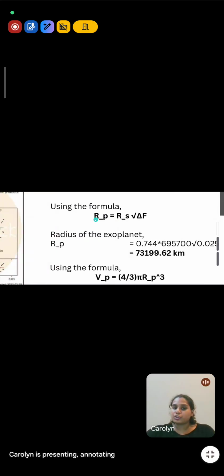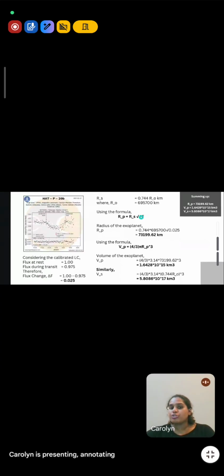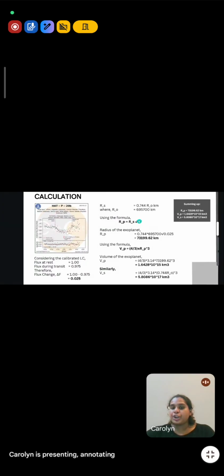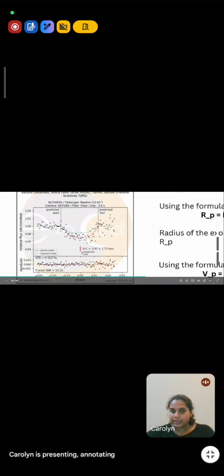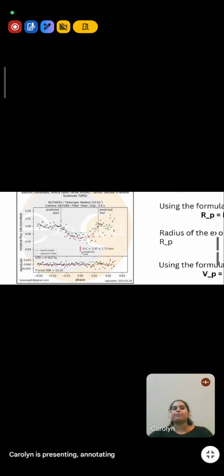That is the exoplanet's radius. The radius of the exoplanet is equal to the product of the radius of the host star and the square root of your flux change. Depending on this formula, your flux change is already calculated by you earlier, looking at your light curve. Now, this is just a sort of visual analysis.